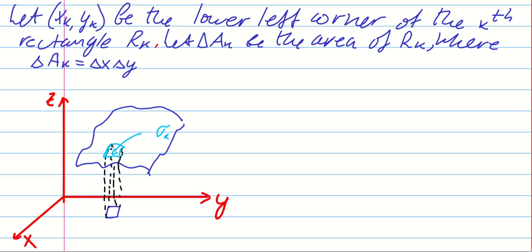And this corner over here, the lower left corner from the picture, that was x sub k, y sub k. This will be this point over here, which we'll call p sub k. So if we zoom in on this piece, it looks something like that. So this is our sigma sub k.